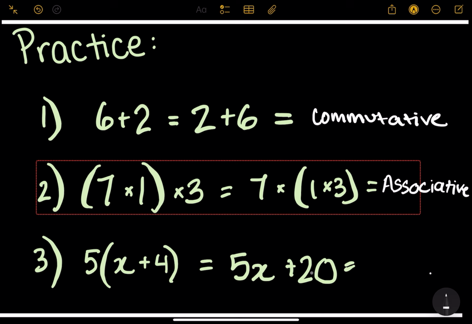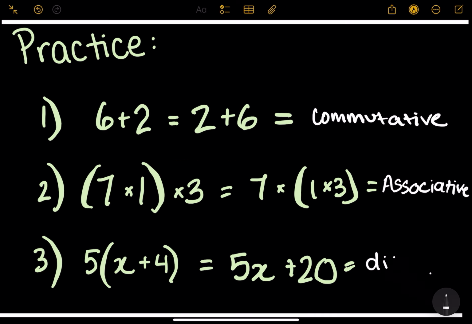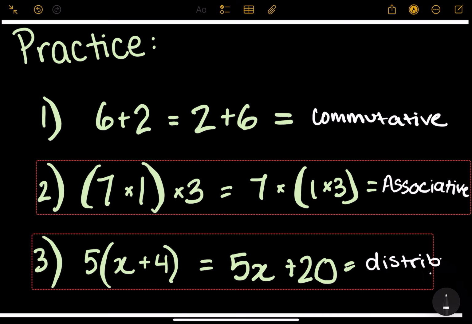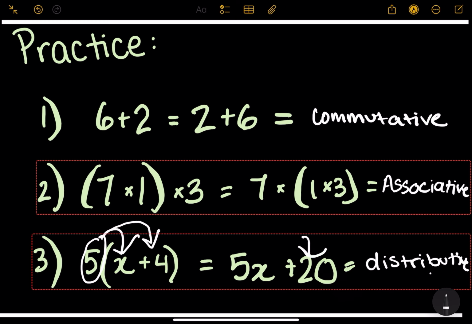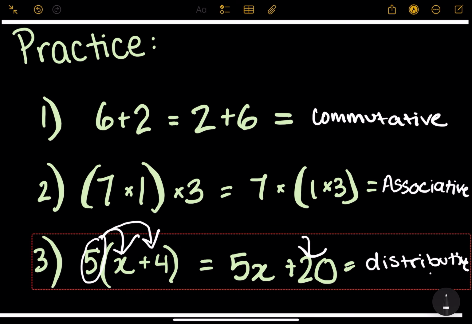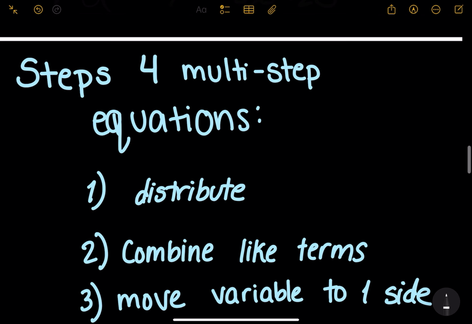And then next we have the distributive property. Okay, it's taking the 5, multiplying it by the x, 5x, taking the 5, multiplying it by the 4, and you get 20. For the distributive property, think of it like you're distributing the number. You're taking this number and spreading it to the terms inside of the parentheses.